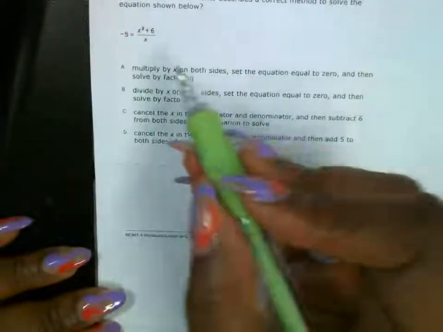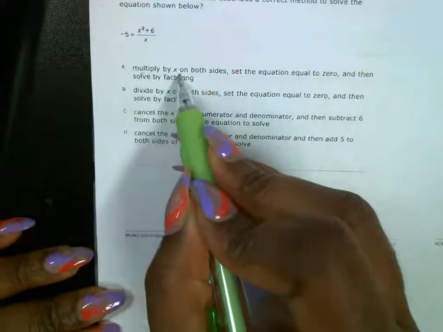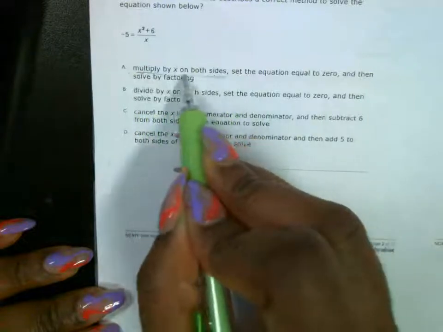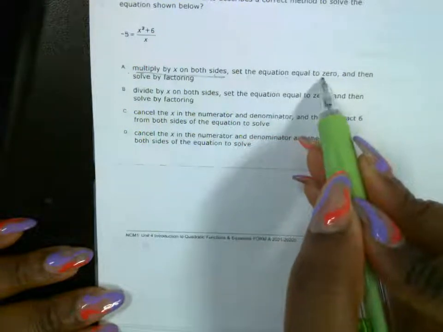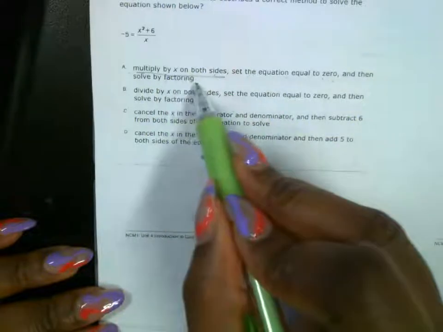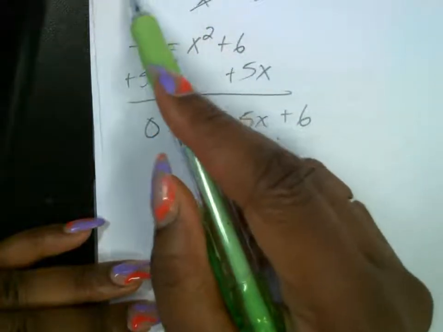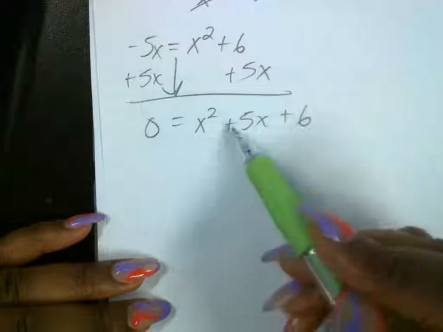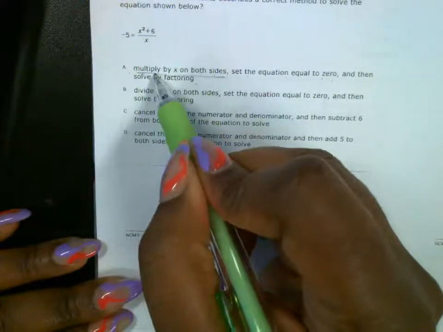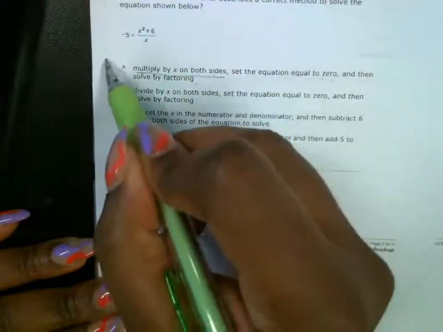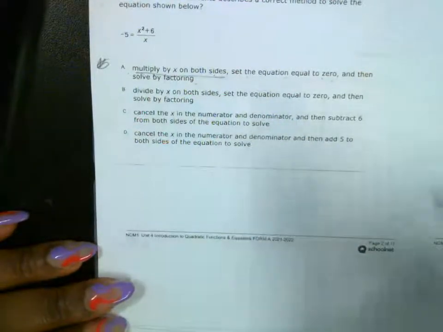Let me look at my answer choices to see what they have so far. Because they don't want the answer, they just want to know what to do. So A says multiply both sides by x. That's true, that's what we did. Set the equation equal to 0 and then factor. But when you multiply both sides by x, you still can't factor until you move this to the other side. You can't factor till you get to this step. So right idea, but it's missing some stuff. It's a possible answer, but it is missing a couple things.